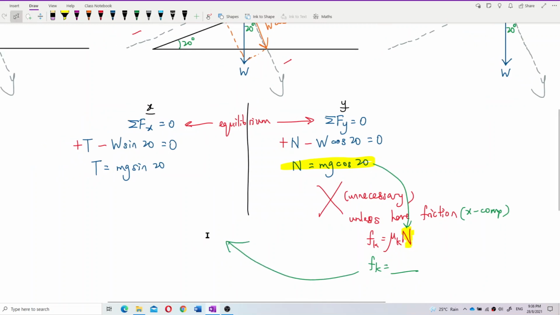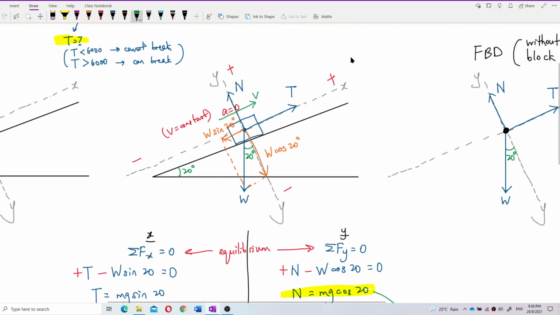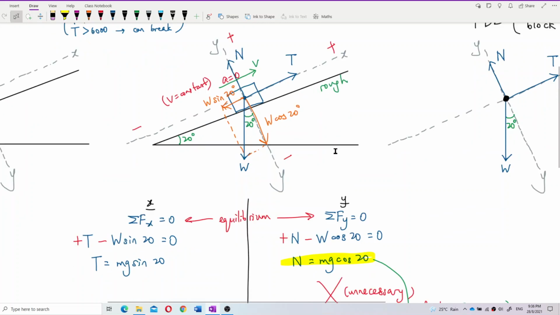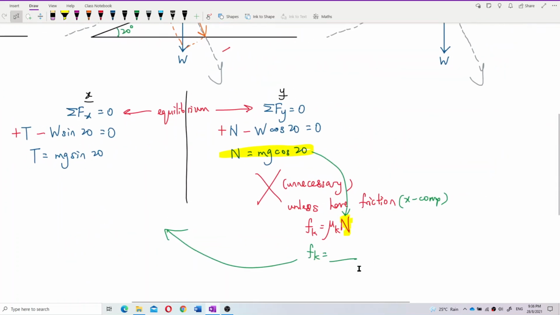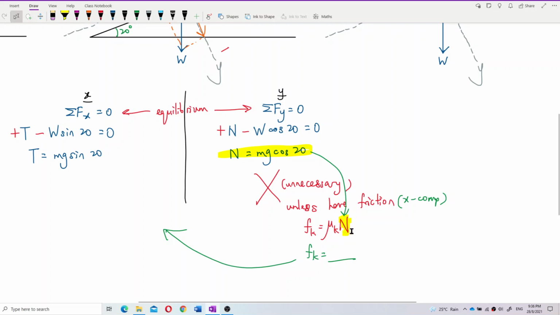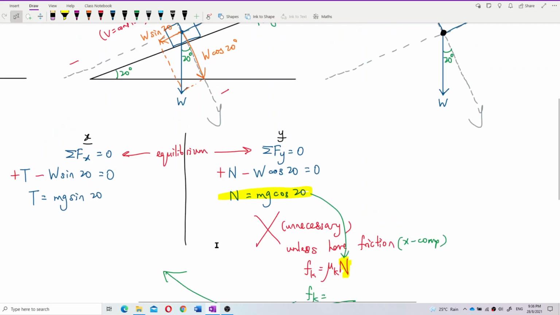Understand? If the condition is the surface is rough, then the x component has friction. To find friction, we use the formula mu kn. Since the formula has the normal force, we need to refer to the y component to find the value of normal force. Then only we can substitute to find the value of friction to be used in the x component. Understand?